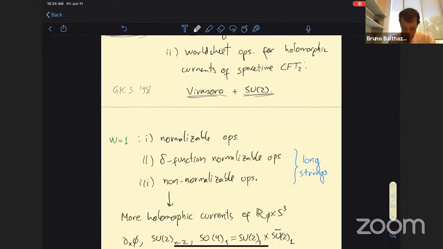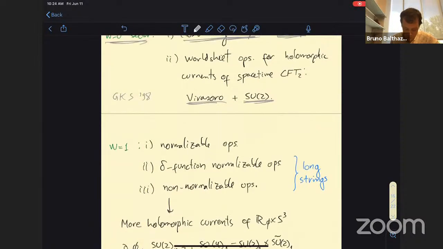Then we can move on to the winding one, because these guys are the ones that should appear in the block of the symmetric product orbifold. So we're going to have normalizable operators, which are sensitive to the wall. And we're going to have what we call the long strings, which are the ones that are not sensitive to the wall, which are the delta function normalizable and the non-normalizable operators.